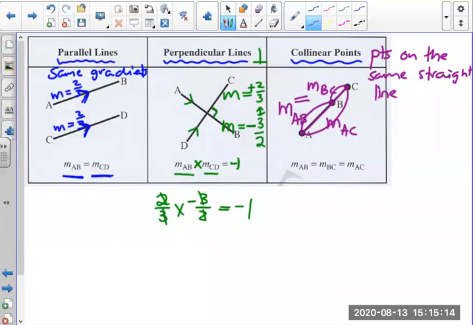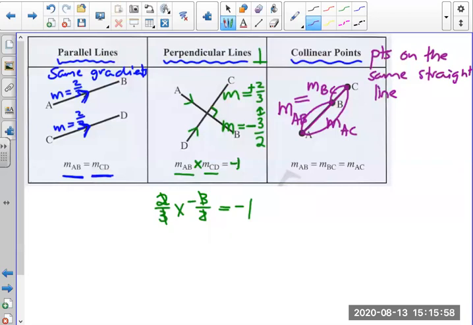Now, if you have to calculate something about collinear points, or you have to prove that you have collinear points, you don't have to calculate 3 gradients. 2 is enough. The secret is that you use 1 point twice.